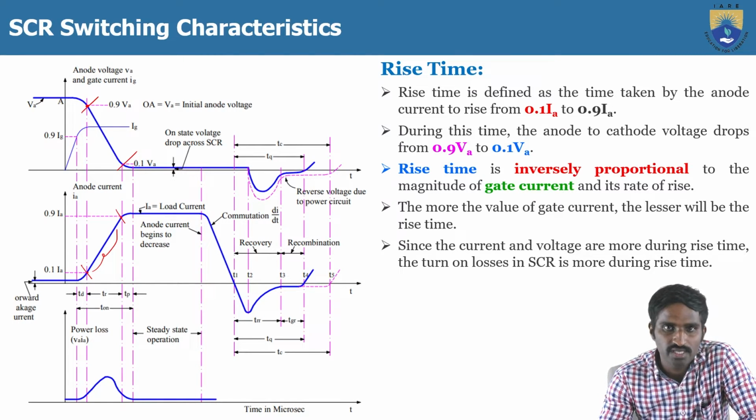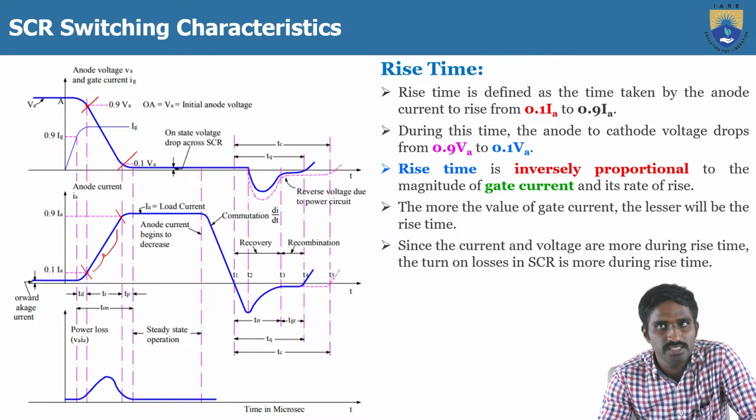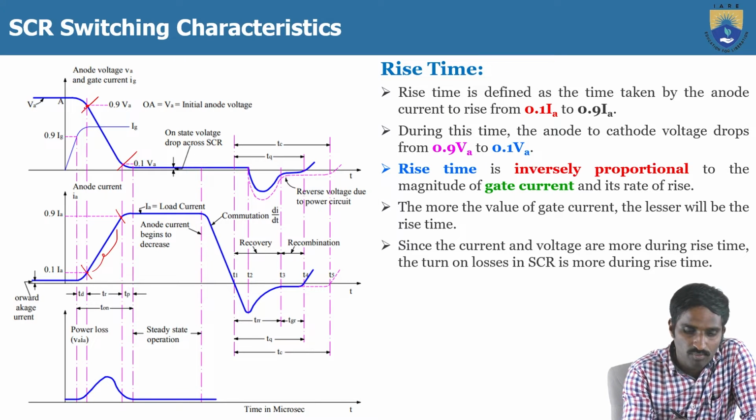And with respect to VA, that is the anode voltage, it is the time taken by the anode to cathode voltage to drop from 0.9 VA to 0.1 VA.